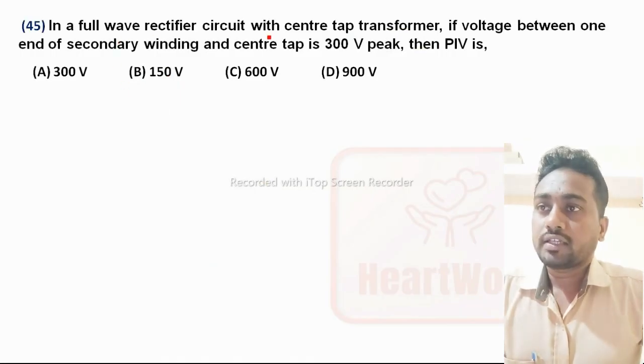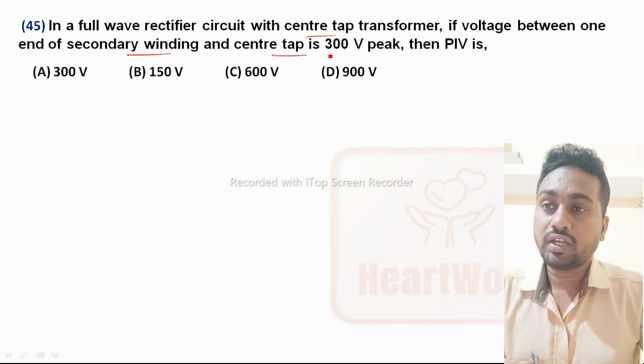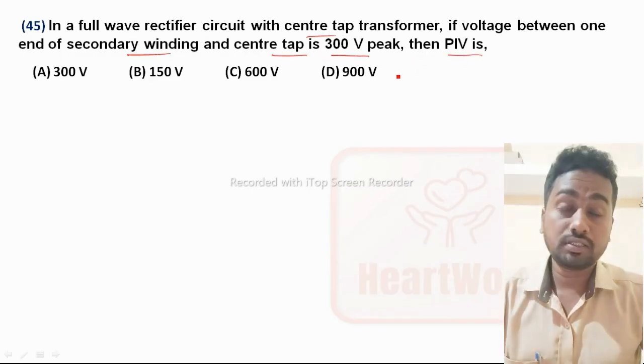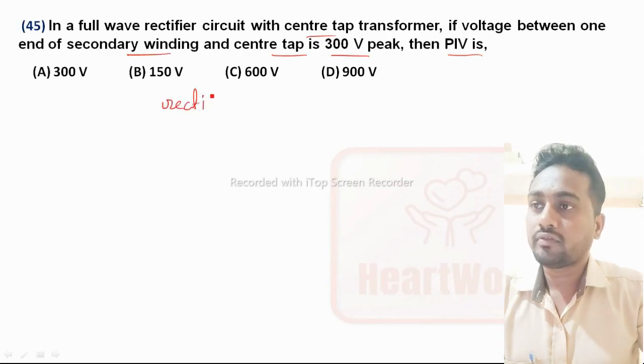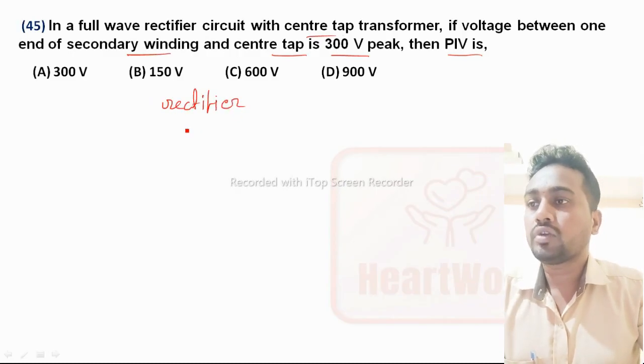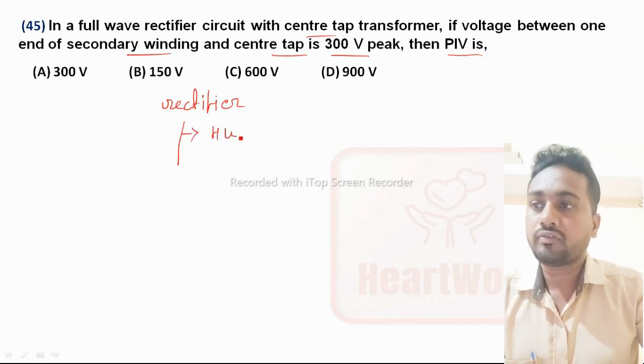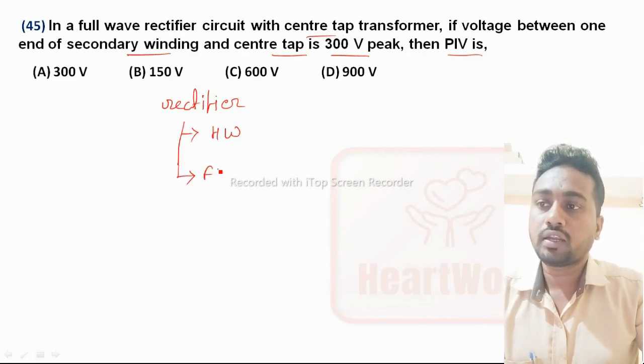In a full wave rectifier circuit with center tap transformer, if the voltage between one end of the secondary winding and center tap is 300 volt peak, then PIV means peak inverse voltage. So if we talk about rectifier circuits, there are two types of rectifier. First is half wave rectifier, another one is full wave rectifier. Further, full wave rectifier is divided into two parts: center tap full wave rectifier and bridge rectifier.